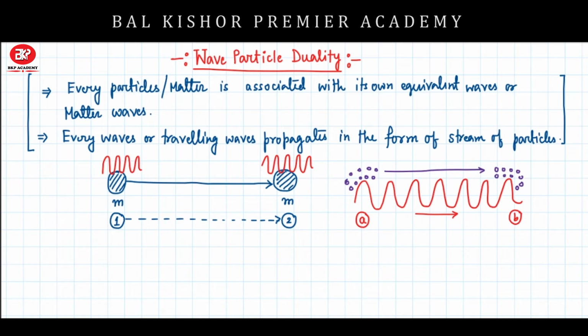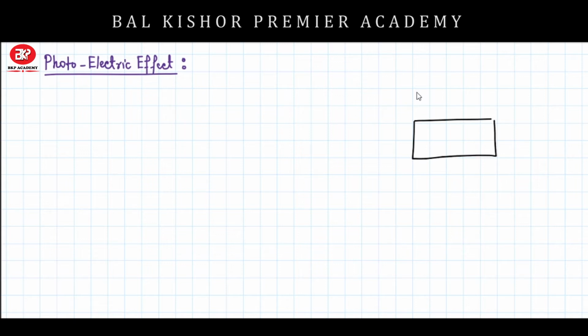Now let us take some examples. The first example that I will take is the photoelectric effect. To understand the wave particle duality, we need to understand the photoelectric effect. So what is the photoelectric effect? Suppose we have some type of metal. Let us take a metal material.